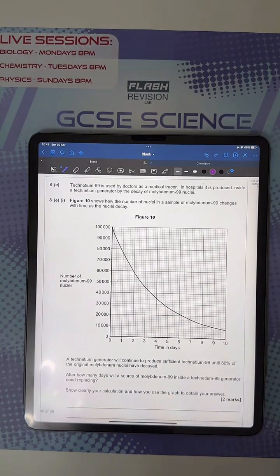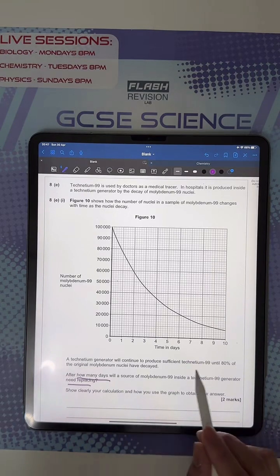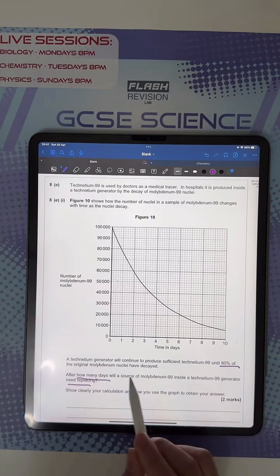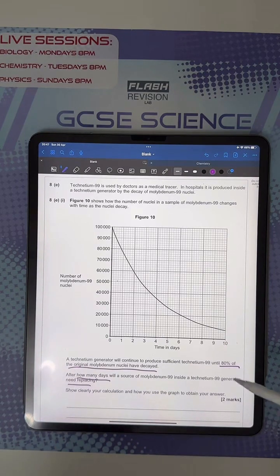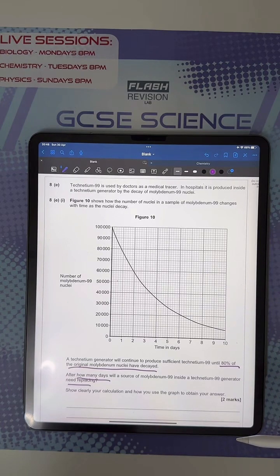Let's break it down to the very basics. Okay, we've got a graph. What is it asking for? It's asking for how many days will it take to need replacing, and then we've got here, it will produce sufficient until 80% has decayed. Okay, so it's saying when 80% of the original decays, that's when it stops being sufficient. So it stops working. Okay, they've just worded it really awkwardly. It's really hard to understand. So what do we need to do here?